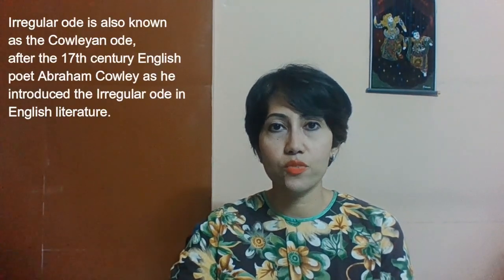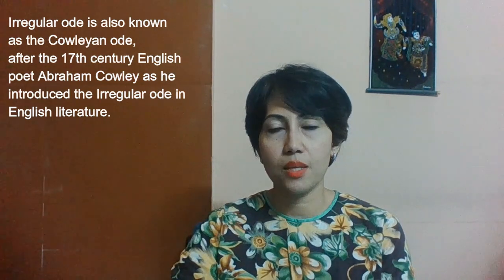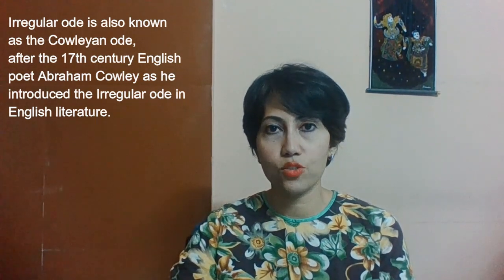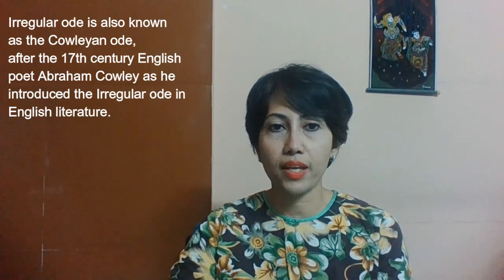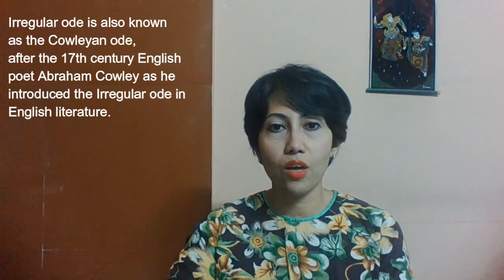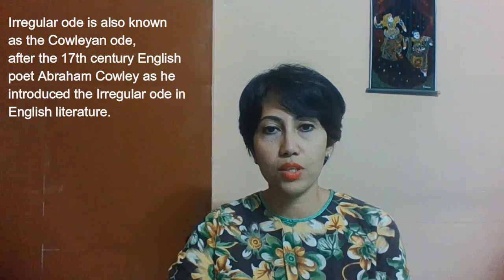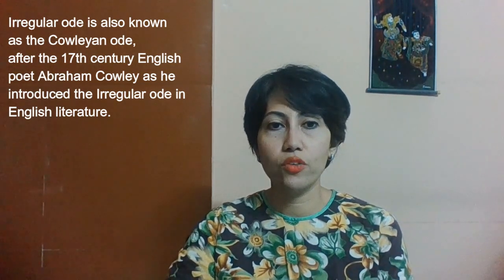Irregular ode is also known as the Cowleyan ode, and this is very important in terms of objective type questions in examinations like UGC NET or SET. So please try to remember this fact. I am repeating it again. Irregular Ode is also known as the Cowleyan Ode, after the 17th century English poet Abraham Cowley, as he introduced the irregular ode in English literature. Other poets like John Dryden also imitated Cowley's style.